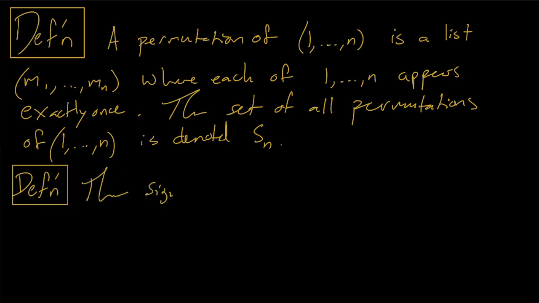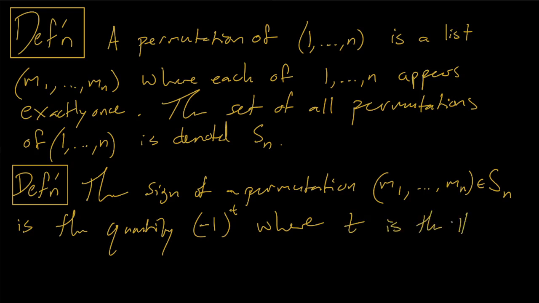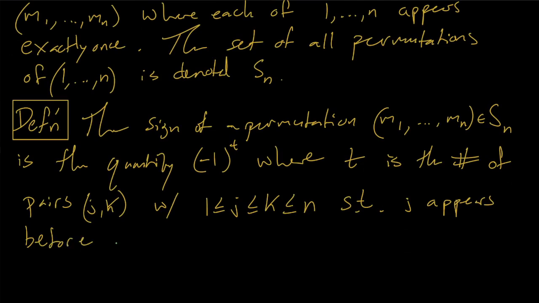So the sign of a permutation m1 through mn in Sn is the quantity (-1)^t, where t is the number of pairs jk with 1 ≤ j ≤ k ≤ n, such that j appears before, or sorry, not before, after k in m1 through mn.